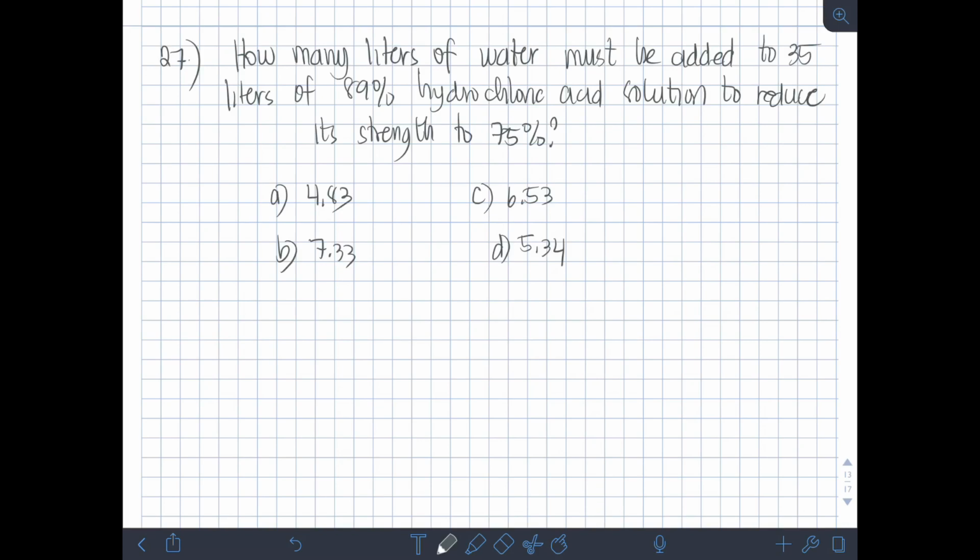Okay? Next, we have how many liters of water must be added to 35 liters of 89% hydrochloric acid solution to reduce its strength to 75%. Okay, so mixture or solution problem. So, meron daw tayong hydrochloric acid and then dadagdagan natin ng water. Okay? So, initially, yung concentration daw ng hydrochloric ay 89%. Tapos, yung volume niya ay 35 liters. So, 35 times yung concentration niya na 0.89 kasi 89%. So, minab natin yung decimal place ng dalawa patungo sa kaliwa.